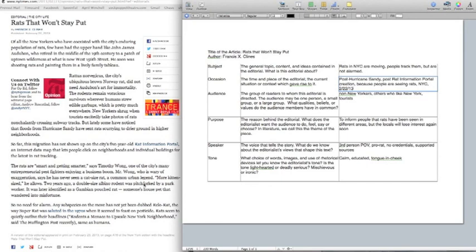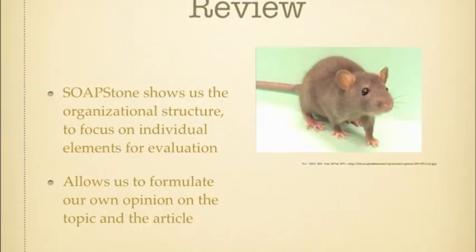So overall, what have we learned about this article? Rats That Won't Stay Put by Francis X. Klein. The SOAPStone gives us a view that the rats are moving in and we don't. In review, SOAPStone shows us the organizational structure of an entire text. By focusing on individual elements, it allows us to evaluate them. Through those individual elements, we're able to form our own opinion on a topic and the whole article.